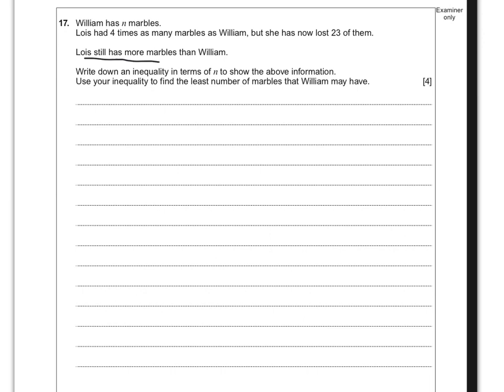However, the question clearly says write down an inequality in terms of n and then use your inequality. So let's algebraically write down what they've all got. So William has got n marbles. Lois had 4 times as many, so that's 4n. However, she's now lost 23. So we've got 4n take away 23.